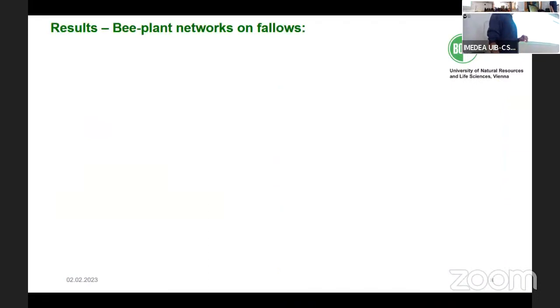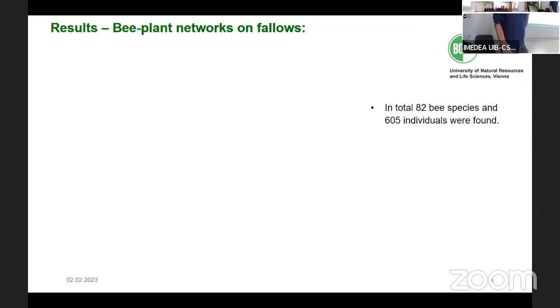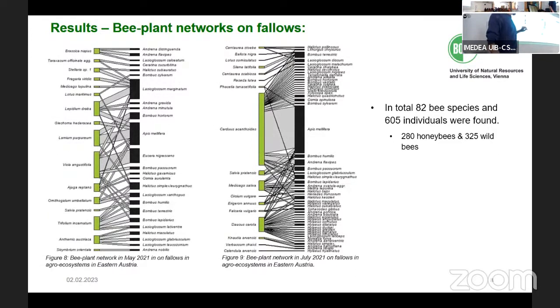And we've already arrived at the results. We will start with the bee-plant networks on my fallows. In total, we found 605 individuals belonging to 28 different bee species, and 280 out of those 605 individuals were honeybees, and 325 were wild bees. Here on the left in figure 8, we can see the bee-plant network for May, and on the right side we can see the bee-plant network for July.